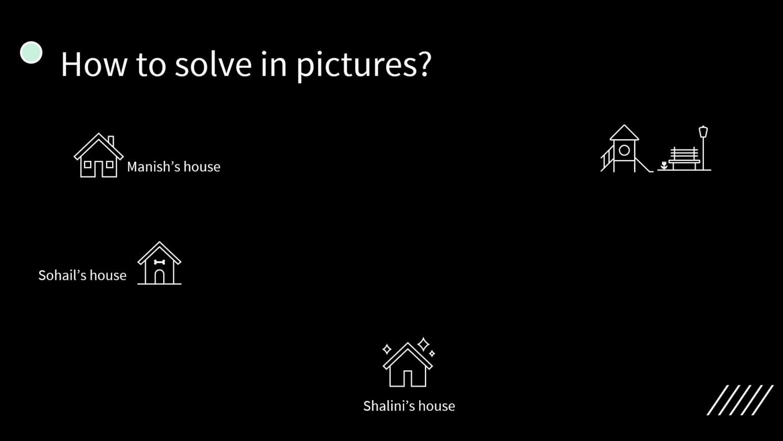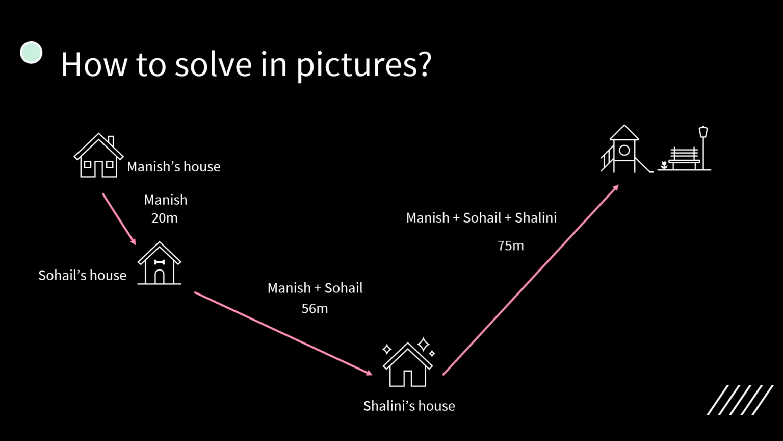Now, how do we solve the problem? By drawing pictures. So here you can see Manish's house, Sohail's house, Shalini's house and the playground. What happens? First Manish walks the 20 meters to Sohail's house. He meets Sohail and then both of them walk the 56 meters to Shalini's house. Here they meet Shalini and all three of them walk the 75 meters to the playground.